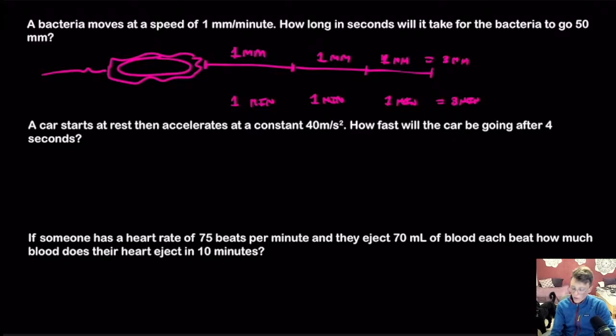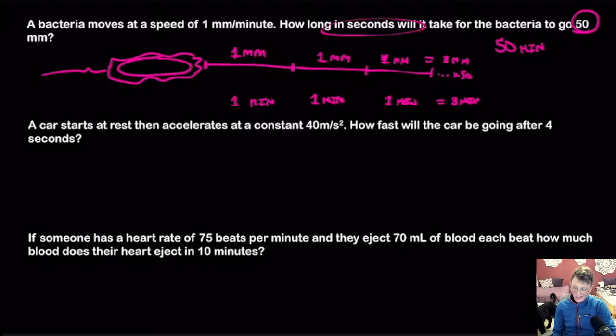millimeters. But how far did we want to go? We wanted to go 50 millimeters. So we could just say dot, dot, dot, all the way out to times 50. Since each of these was a single minute, it would take us a total of 50 minutes to get from where we started to 50 millimeters away.